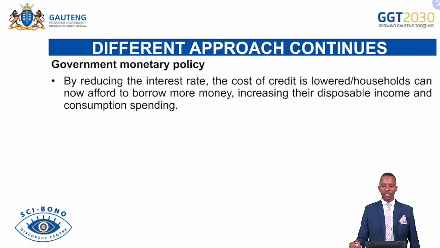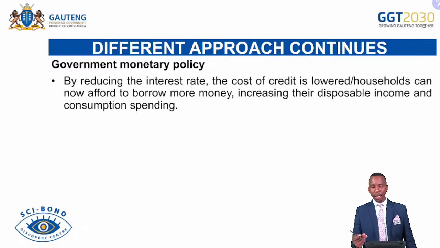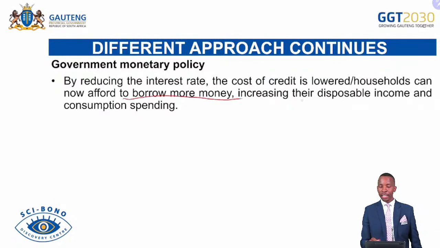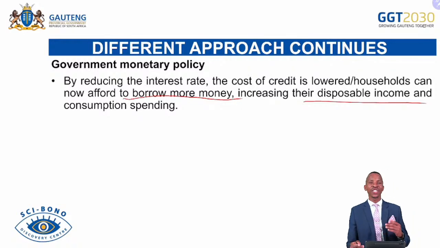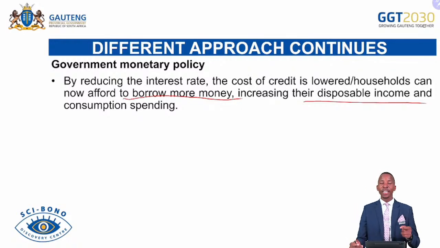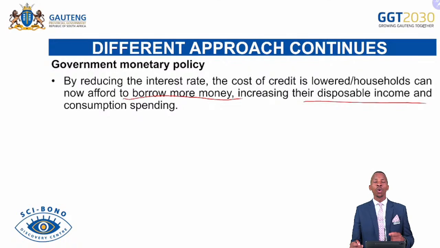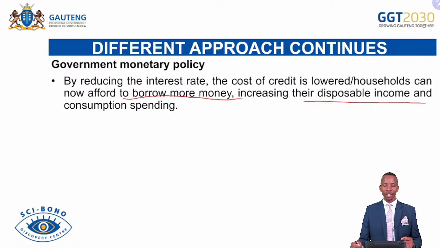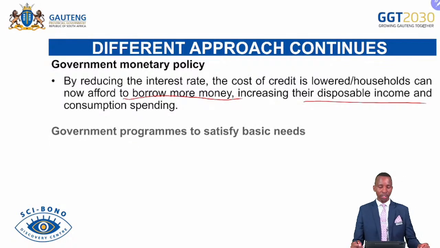By reducing interest rates, the cost of credit is lowered. Households can now afford to borrow more money, increasing disposable income and consumption spending. So we know that if interest rates are lowered by the Reserve Bank, what can that lead to? It can lead to more money available and more credit affordability in the economy. As a result, people will be demanding more goods and services in the economy.